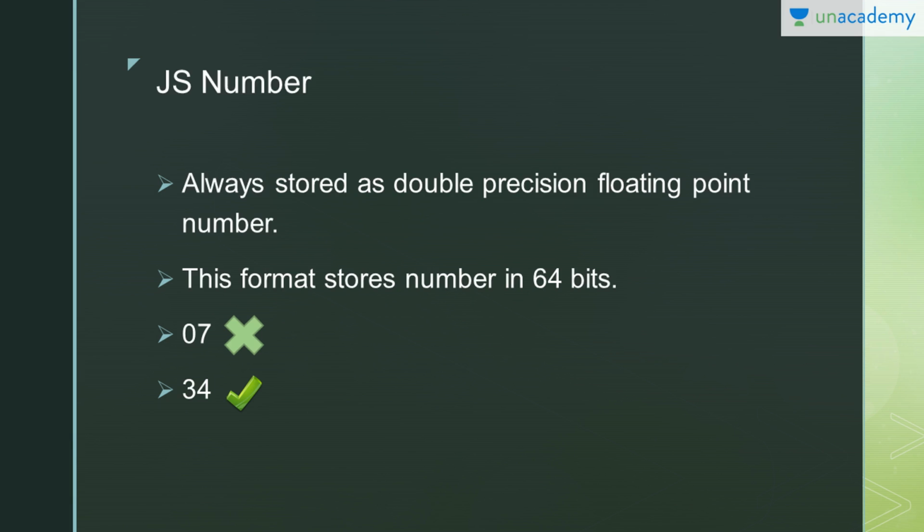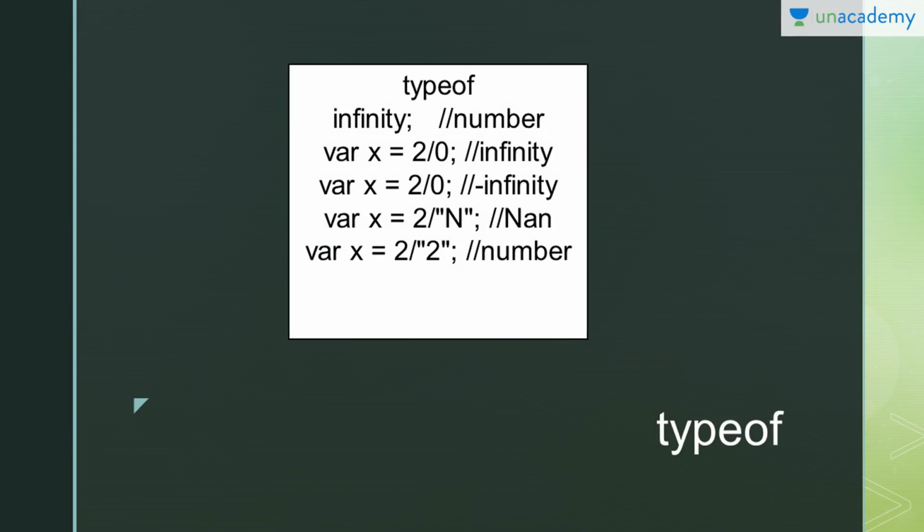And remember one thing, never write a number with a leading 0. You should never write a number followed by a 0, this is completely wrong, incorrect. You can write it this way: if you want to write 7, then write 7 only, not 07. It's not the correct way.